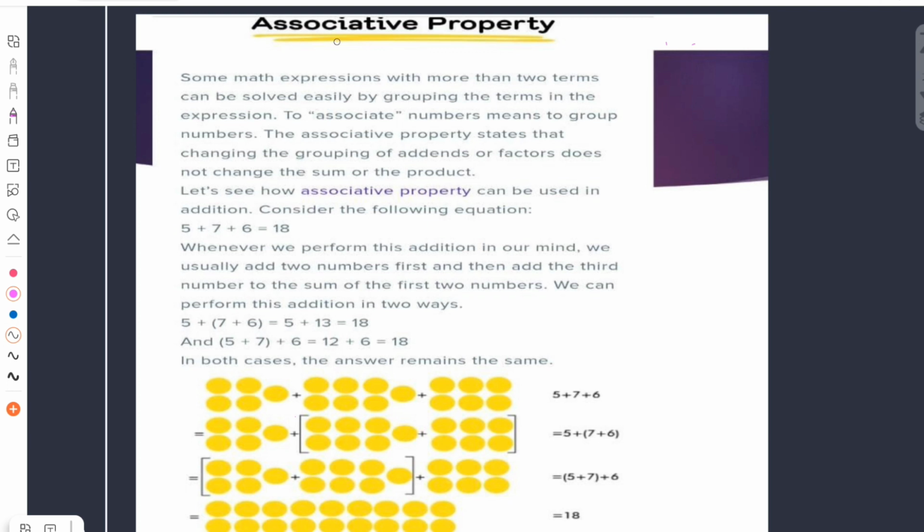Let's see the next property, associative property. Associative means grouping. To associate numbers means to group the numbers. The associative property states that changing the grouping of addends or factors does not change the sum or the product. This might look like the commutative property. The commutative property was about changing the order, right? But the associative property is all about changing the grouping.